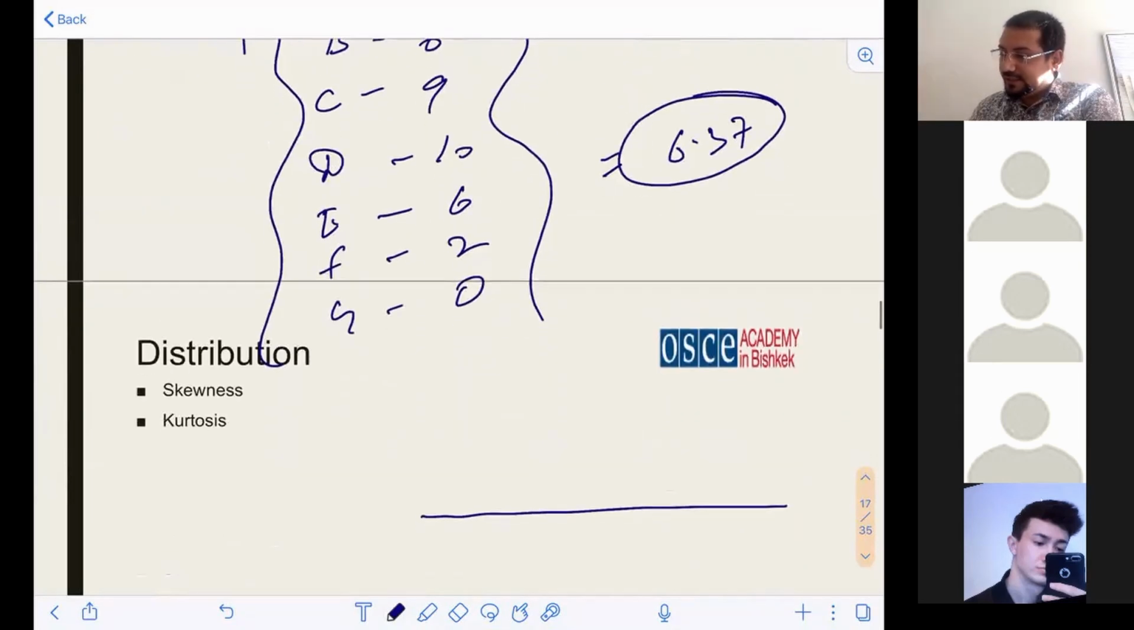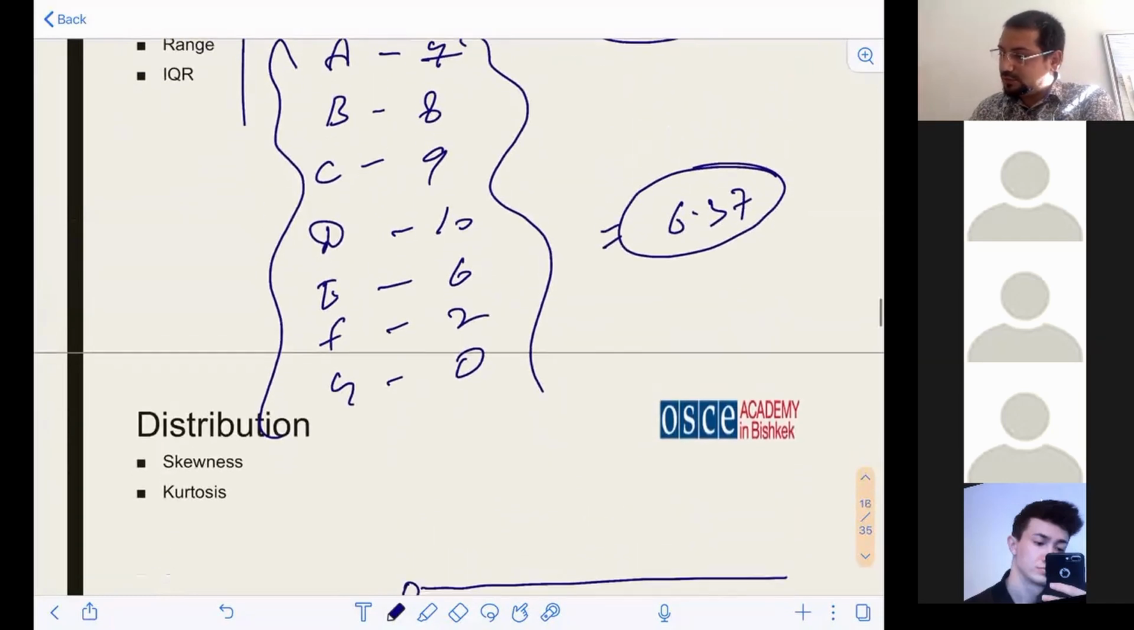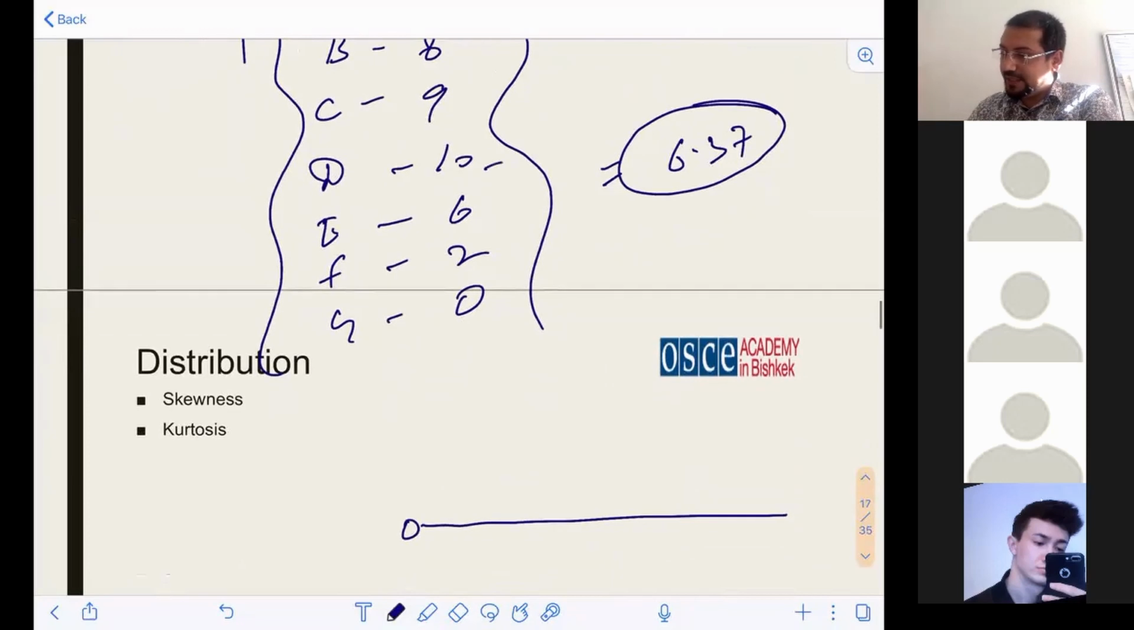So let's say my data is ranging from 0 to 10, because the minimum value is 0 and the maximum value is 10, isn't it? Or we can even put 15, no problem.